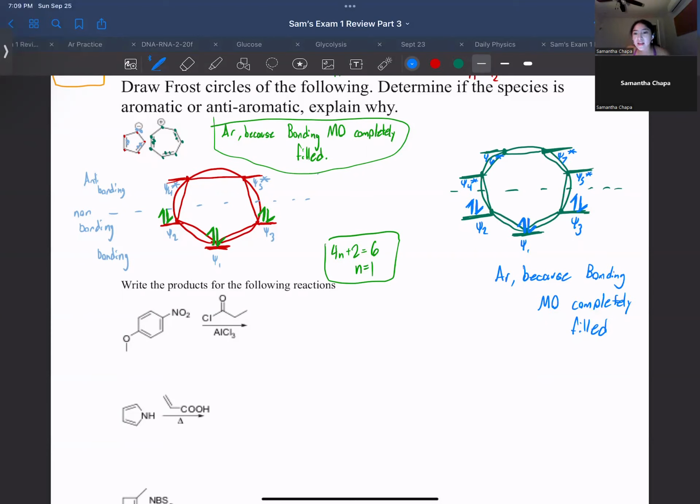So just know that if your bonding molecular orbitals aren't completely filled, like look at this. Let me erase this one. If it was only partially filled, you'd be anti-aromatic because your bonding orbitals are not completely filled. But here we are completely filled, so we're good. If some of your anti-bonding molecular orbitals are filled, even if they're completely filled, you're going to say anti-aromatic because my anti-bonding orbitals are being filled.